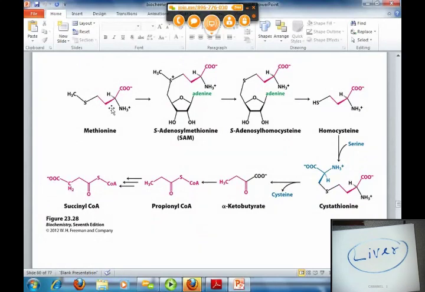If I say methionine, what is the metabolic pathway of methionine? You have to say S-adenosyl methionine, or SAM, and S-adenosyl homocysteine, homocysteine, cystathionine, alpha-ketobutyrate, and propionyl CoA to succinyl CoA. So you have a large number of steps involved. Normally people ask the question, what is the fate of methionine? Then you have to say all these steps till succinyl CoA.